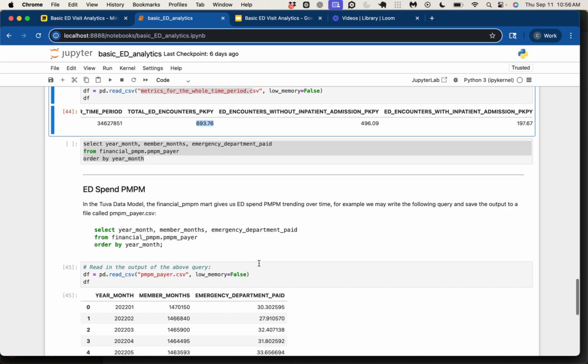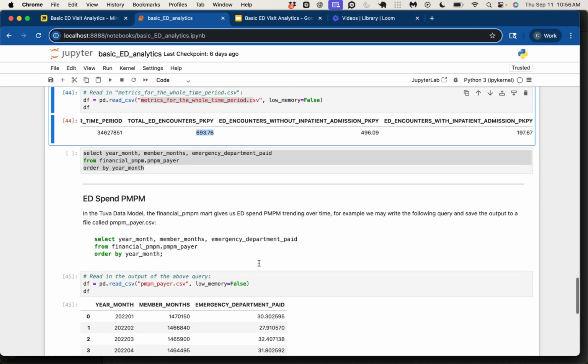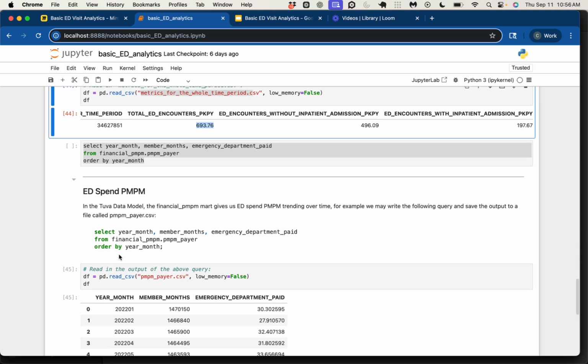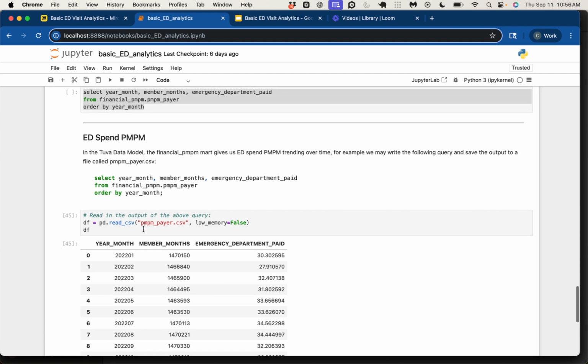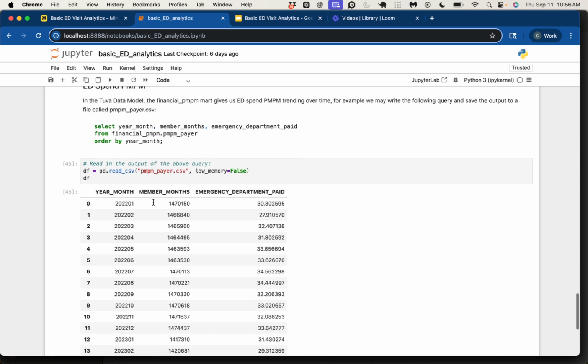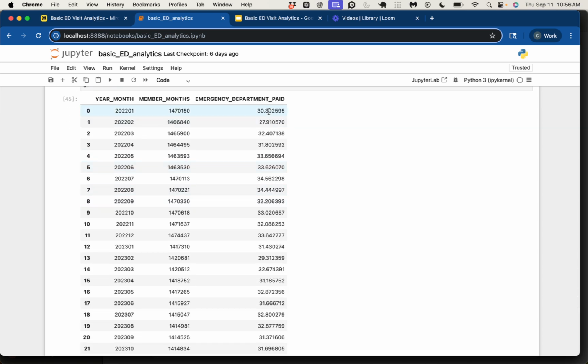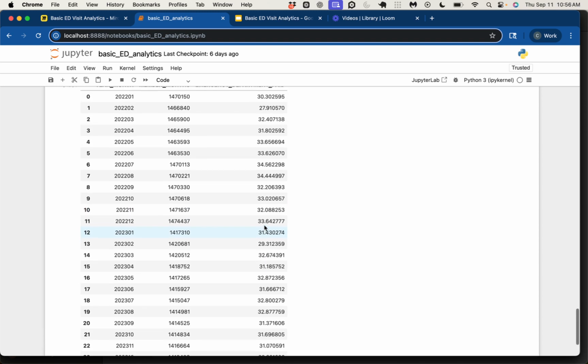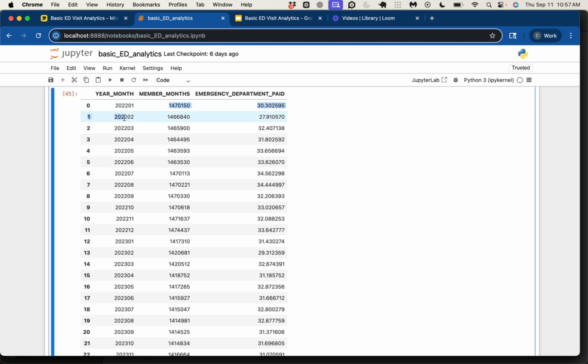Now, if we want to see ED spend PMPM, we can do this by writing this query against the Tuva data model. The financial PMPM mart already trends ED spend PMPM over time. So you could just read out the output of this query into a data frame as we do here. And here we can see the PMPM for emergency department. It's around $30 trending over time for the entire time period of interest.